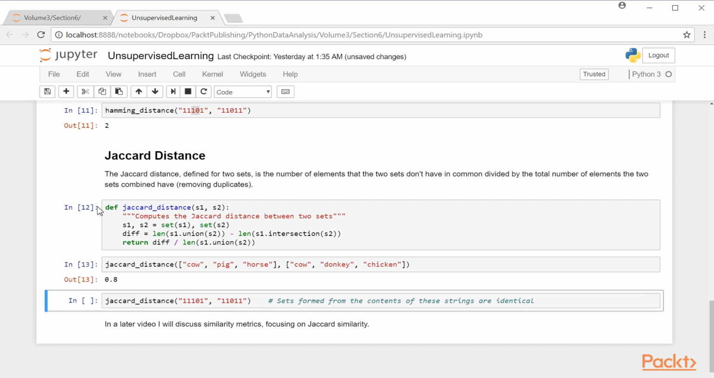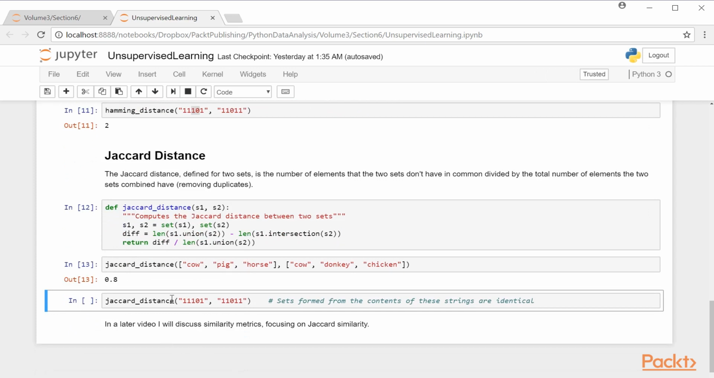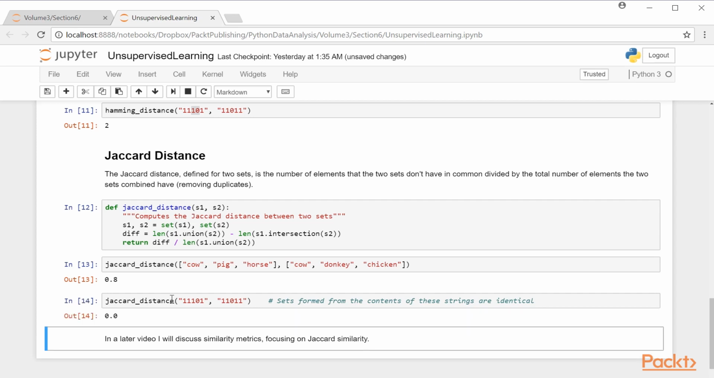4/5 is 0.8. Now remember that we're talking about sets. Sets have exactly 1 copy of each element. So this string and this string both have 0 and 1, so when we convert them into sets, they will be identical sets, which means that the Jaccard distance between these 2 points is 0.